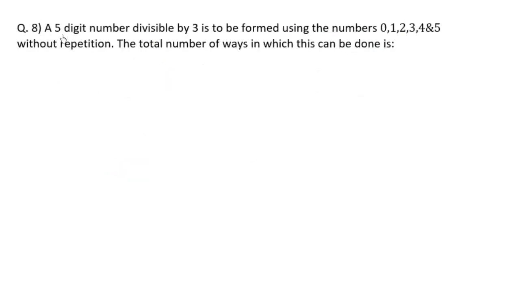Now in this question we need to find a 5-digit number which is divisible by 3, and the digits used are 0, 1, 2, 3, 4 and 5 only, and repetition is not allowed, right? In how many ways can this be done? So we have to find all those 5-digit numbers.